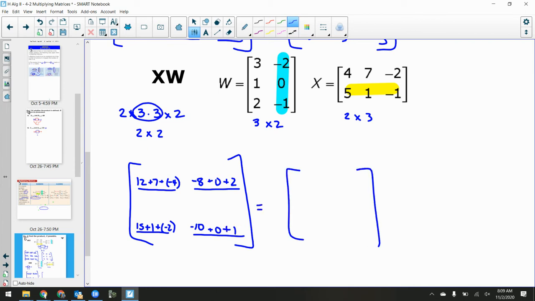Okay, so the resulting 2 by 2 matrix is going to be 12 plus 7 is 19, plus a negative 4 is 15. Negative 8 plus 2 is negative 6. 15 plus 1 is 16, minus 2 is 14.